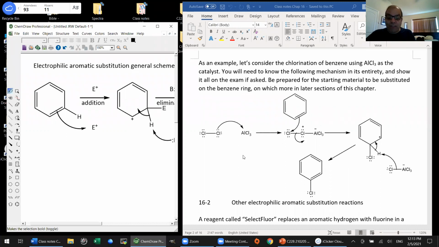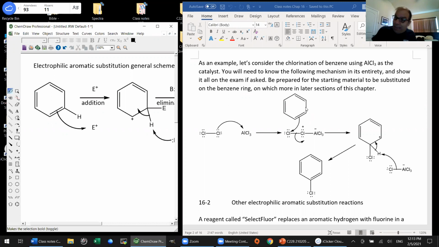All that's present is Cl2, AlCl3, or whatever other halogen you want, and benzene. That's it. We don't have any water. We don't have any protic solvents. We don't have anything else that can pull that proton off for us.